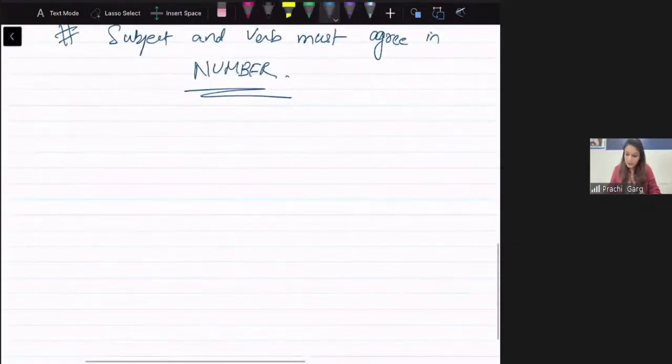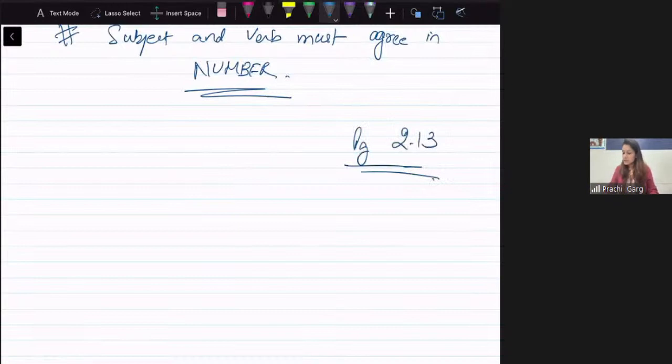Okay. The next rule, if you look at your study material on page number 2.13, says that subordinate clauses that come between the subject and verb don't change their agreement. Yes. Now, do you remember what subordinate clauses are? Who remembers it?